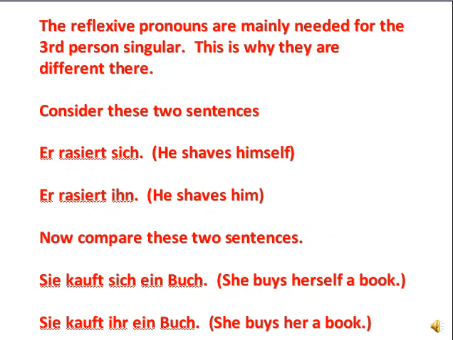The reflexive pronouns are mainly needed for the third person singular. This is why they are different there. Consider these two sentences. Er rasiert sich, er rasiert ihn. In the second sentence, he is shaving someone else. In the first sentence, he is shaving himself. Now compare these two sentences. Sie kauft sich ein Buch. She buys herself a book. Sie kauft ihr ein Buch. She buys her, meaning another person, a book.